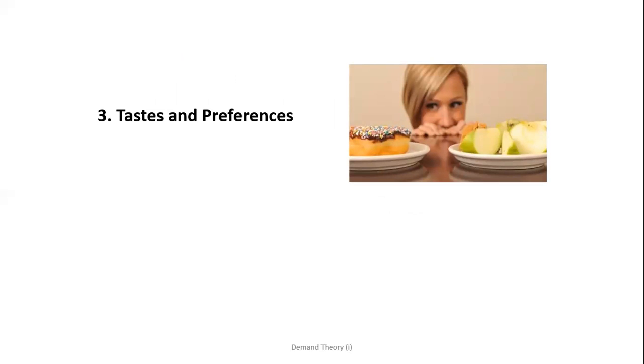Next is the taste and preferences. If consumer like to consume a good more than some other good, then the decrease in price may not affect the quantity demand of the commodity that consumer likes more. Similarly, expectations about future. If there is a decrease in price, but consumer expect a further decrease in near future, they may not increase the quantity demanded immediately and may wait for a further decline.